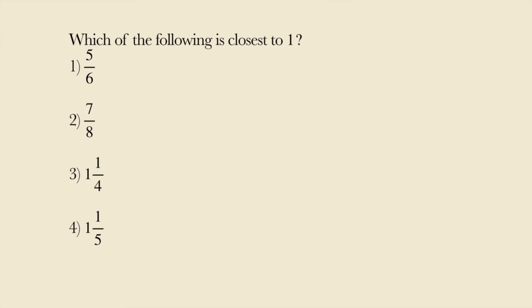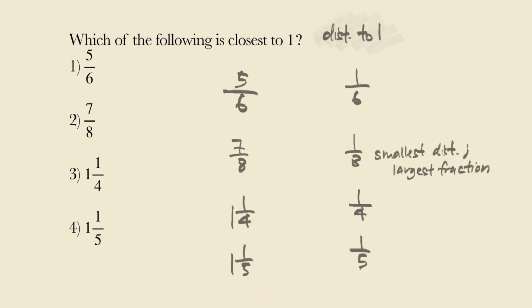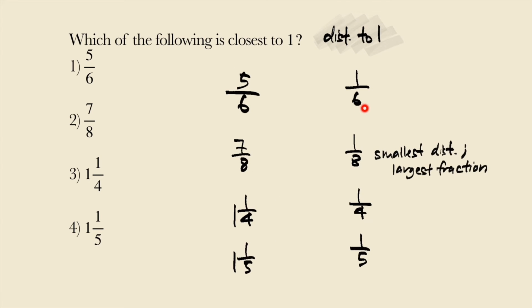All right, 4 options. Which one is closest to 1 whole? Well, take a look. We've got 1/6, 1/8, 1/4, 1/5 away. And again, all the numerators are 1. So let's just look at the denominator. Which one has the largest denominator? This one right here. Which also means this is the smallest distance away from 1 whole. Therefore, 7/8, choice number 2, is the answer.